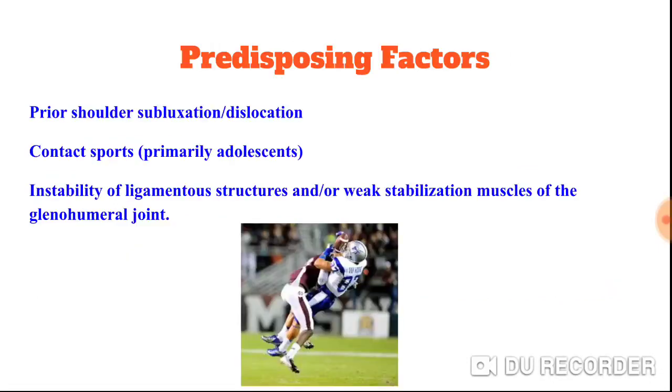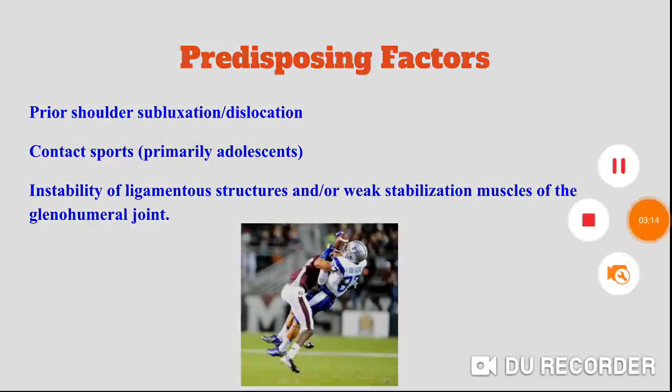Some predisposing factors: prior shoulder subluxation and dislocation. So say if you previously had a subluxation or dislocation, you'd be more prone to another one. Contact sports are a big one, primarily in adolescence, or sometimes just instability in general with ligamentous structures or weak stabilization muscles.